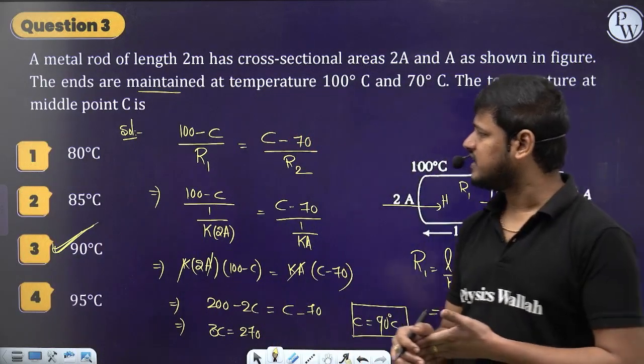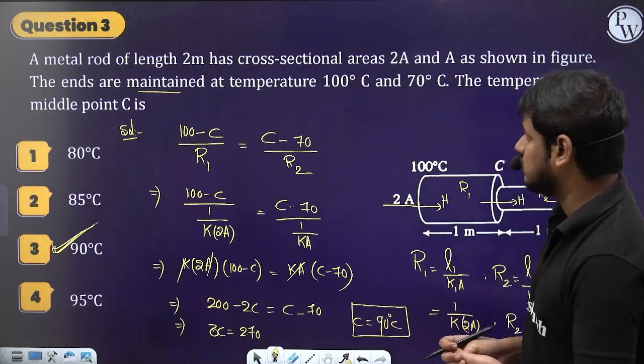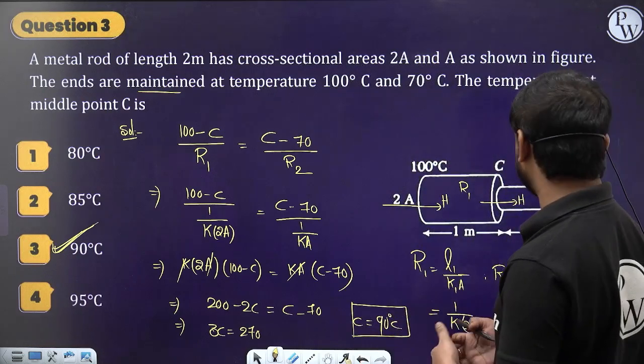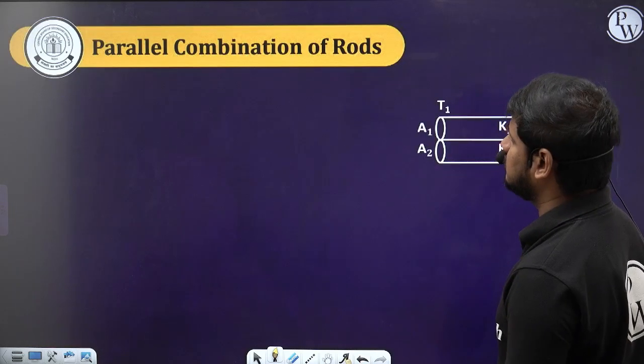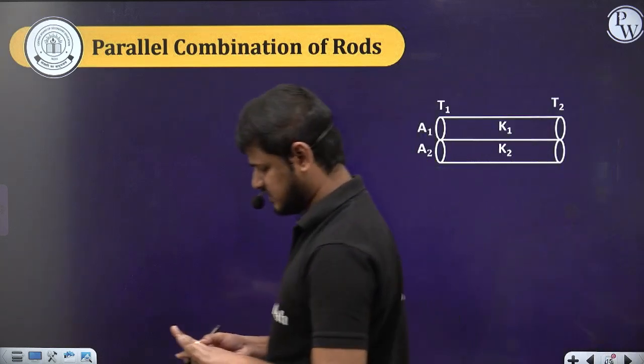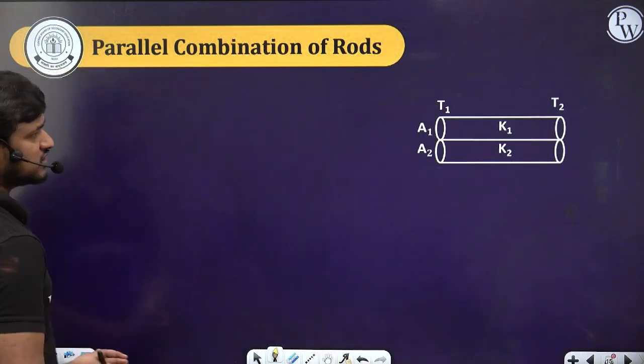Done? Concept clear, everyone? Good. So next what do we have? So the parallel combination. So this part is also easy. You can solve it easily now.